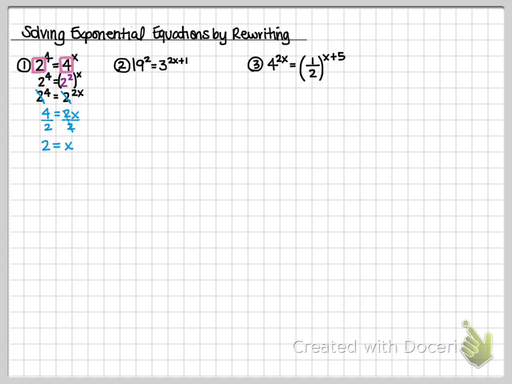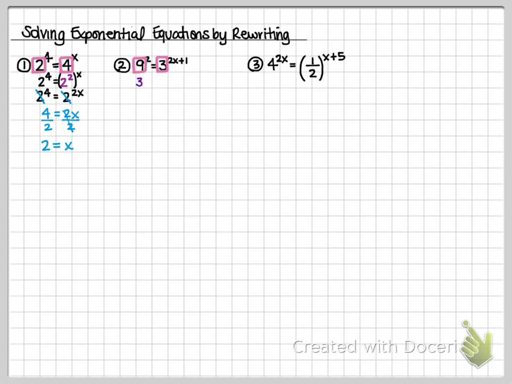Oh, I forgot to change my color. I'm going to do the same thing here, and take a look at just the numbers. I want to know if I can rewrite one of them so that it has the same base as the other number. Well, I can rewrite 9 so that it is 3 squared. So I'm going to go ahead and do that.